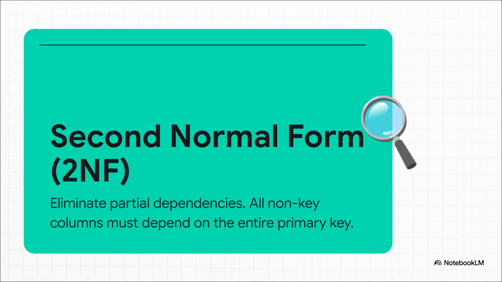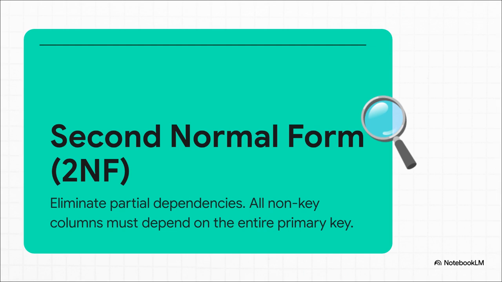Okay, on to step 2, second normal form, or 2NF. This one tackles something called partial dependencies. Now that sounds complicated, but the rule is pretty straightforward. Every column that isn't the main ID of the table has to describe the entire subject of that table, not just a little piece of it.